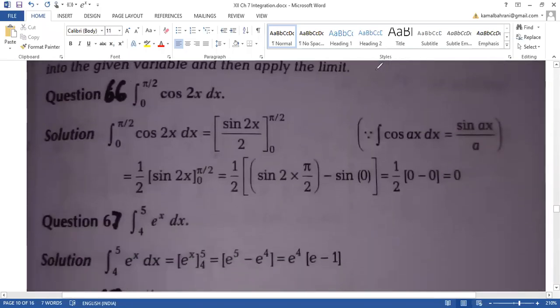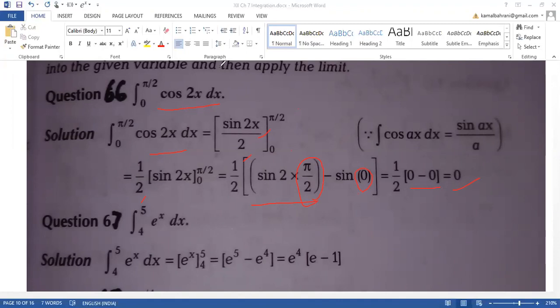Next is 0 to pi by 2, cos 2x. Earlier also you could have done it directly, but they have given substitution. So here you can do directly. Just see, they have told different methods, nothing else. Cos 2x integration is what? Sin 2x by 2. We all know. And then 0 to pi by 2, just put the limit. Half as it is. Sin 2x, 0 to pi by 2: sin 2 times pi by 2 minus sin 0. Sin pi is 0, minus 0, you will get the value 0. Clear? So here also you can apply another method, cos 2 theta is equal to 2 cos square theta minus 1, but it will become more difficult then.